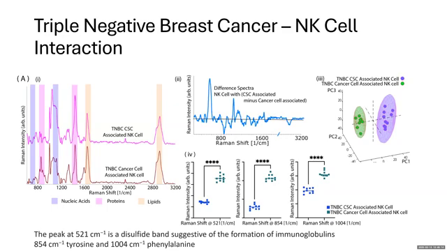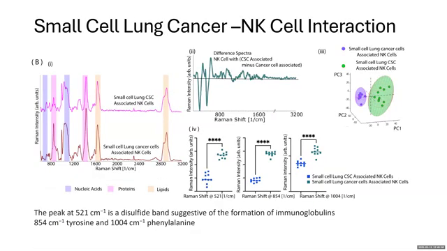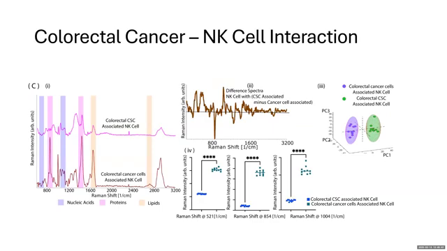We see intracellular changes in NK cells. We see that there is increased stretching of disulfide protein bands. There is decreased tyrosine and phenylalanine. There are decreased nucleic acids in these NK cells. And then we use these models to train our algorithm for cancer diagnosis. This is showing lung cancer and colorectal cancer. So for different types of cancers, we still see similar trends.